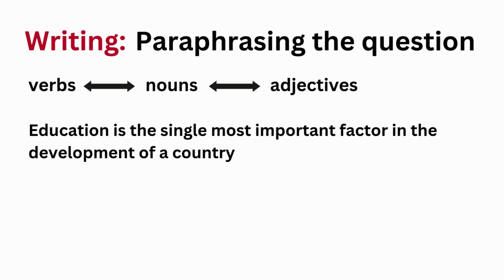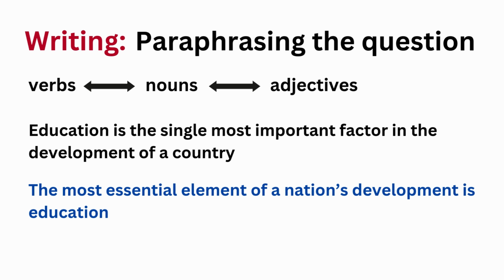You can also change things into adjectives. So, if, for example, you are talking about technology, which is a noun, you can change this into the adjective form, which is technological. So, changing the form of the word can help you with paraphrasing. Also, changing the placement of the words can help you out. So, for example, in our original sentence, or the question was, education is the single most important factor in the development of a country. So, I have now changed some of the wording as well as the order.